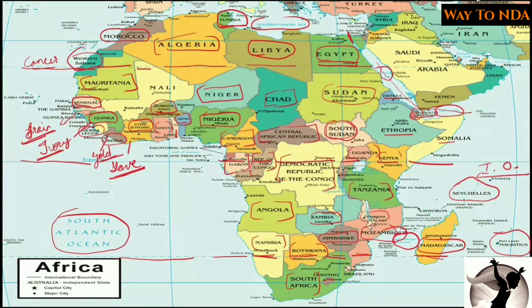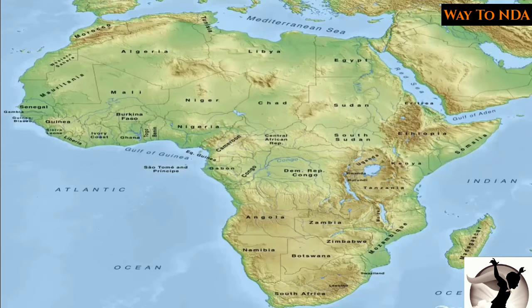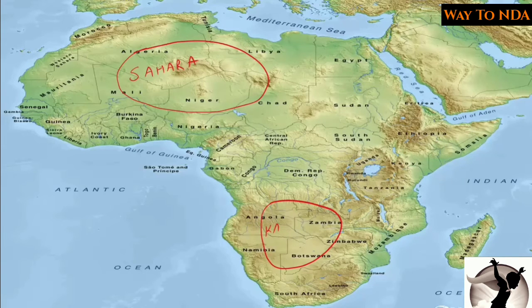Now if we see the physical features of the African continent, we will find there are 2 important deserts in the African continent. So the first one is the Sahara Desert. And in the south you will find the Kalahari Desert. Okay, so the Sahara Desert, it is the largest in the world. Okay, largest in the world, that is Sahara Desert.